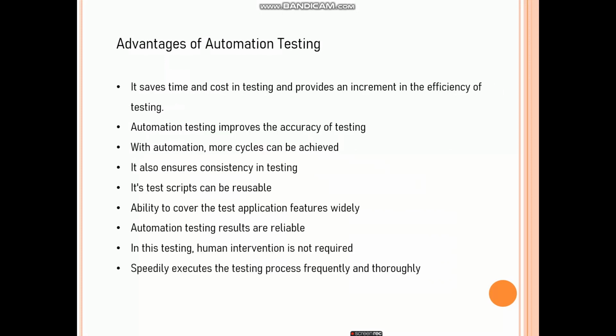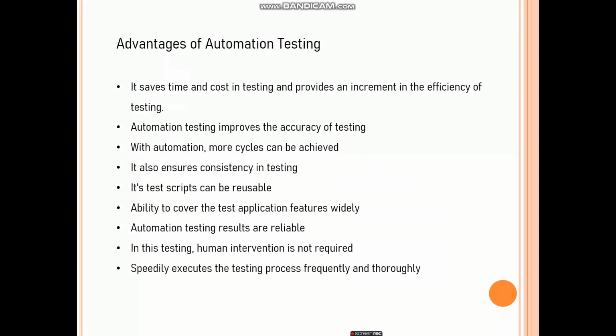Advantages of automation testing: it saves time and cost in testing and increases the efficiency of the testing, as the manpower interaction is less there. Okay, so automation testing improves the accuracy of the testing. With automation, more cycles can be achieved. It also ensures consistency in the testing. The test scripts which we have written can be reusable. The ability to cover the test application features widely.